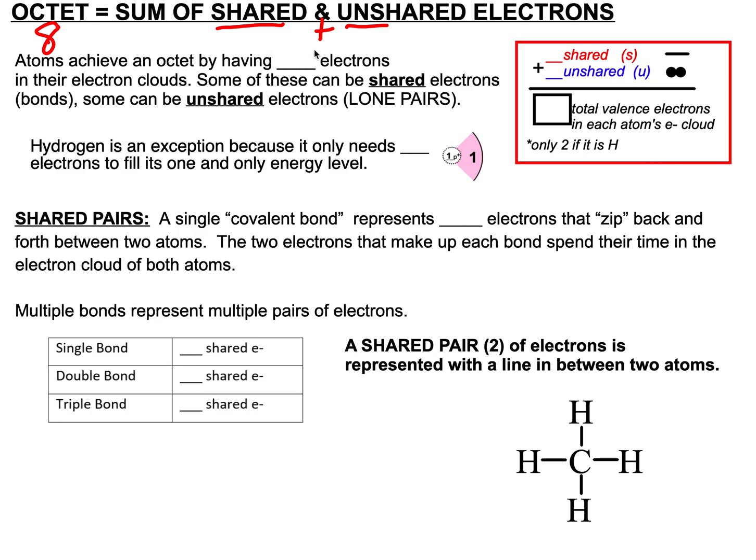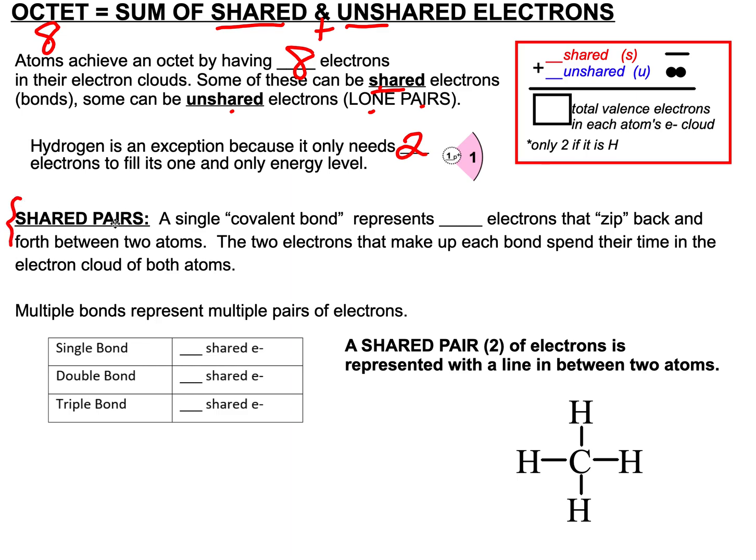So atoms achieve an octet by having 8 electrons in their clouds. Some of these can be shared, and some can be unshared. We call them lone pairs. We'll get into that in a second. So everybody wants to pool electrons together, and between all the shared ones and the ones that they don't need to share, they should end up with 8, with the exception of little old hydrogen that only needs 2. This is hydrogen. It has 1. It just needs to add 1 more in here, and it will be happy because that first energy level can only hold 2.